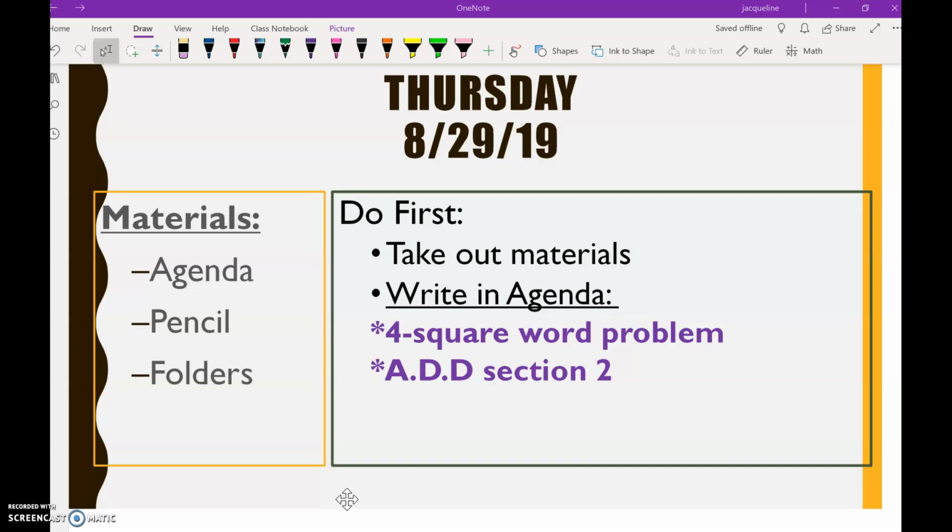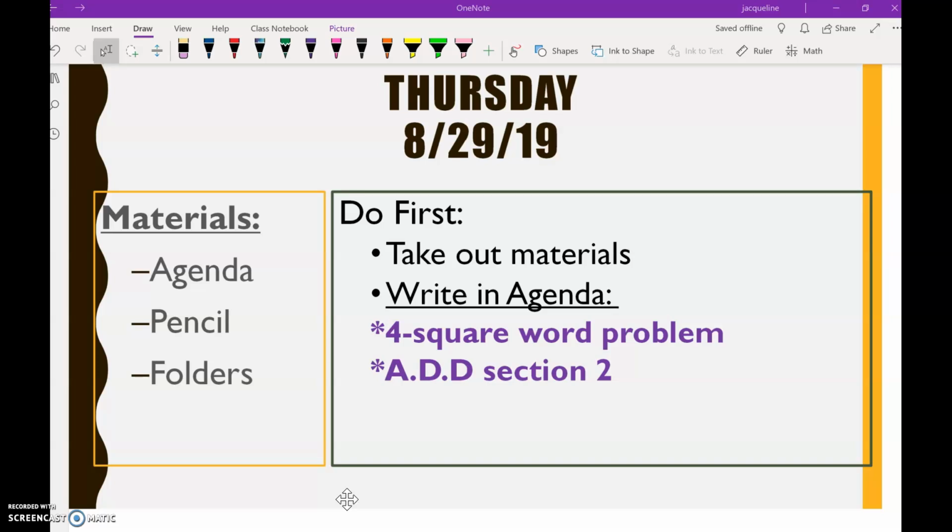At the end of class, the teacher will be handing you a worksheet, which is a 4-square. We call it 4-square, and there's a word problem. You will be doing that in class. If you don't finish it, it will become homework, and that needs to be completed for tomorrow's activity.